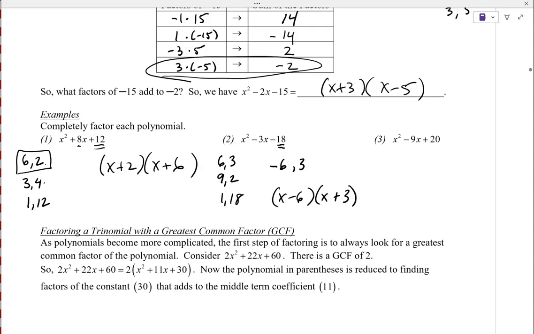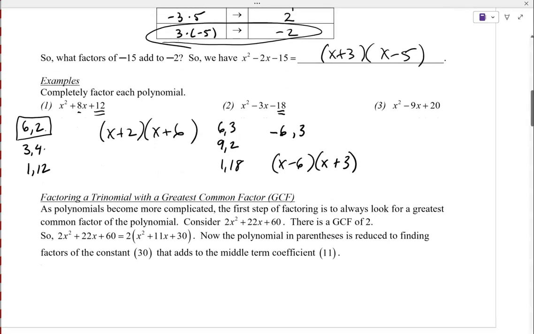All right. So notice, let's look at these two before we do the last one. Notice that we had plus 12, plus 8, both were positive, right? We had minus 18, so one of them was positive and one was negative. Look at this last one now. I need plus 20 when I'm done. So first thing we want to do is find factors of 20. What works for 20?